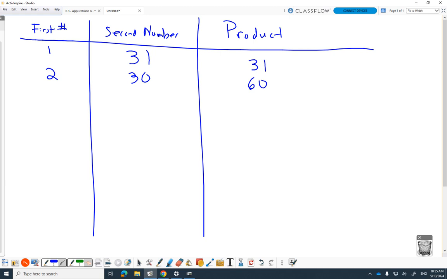What's the next number I'm going to try? 3. What's this one going to be? 29. How are we getting that, by the way? How are you coming up with that second number? 32 minus the number 1. Yeah, we're doing subtraction actually. So I'm going to start writing that every time just so everybody can follow what I'm doing. Take the 32 and subtract the 3 to get 29. Then multiply those together. 3 times 29? 87.